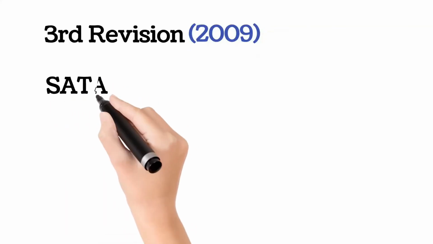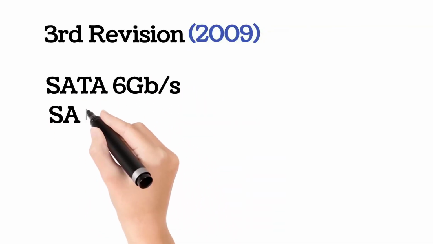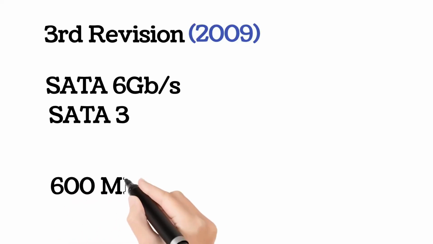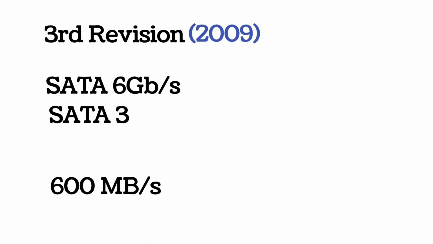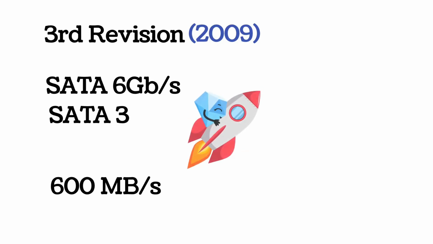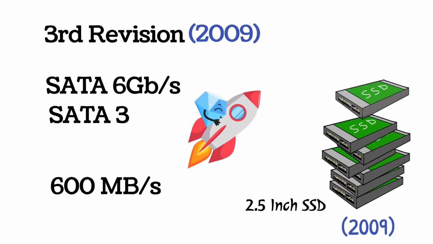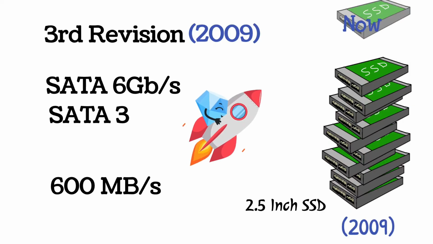So, in 2009, the third revision of this interface was released and named SATA 6 Gbps, also called SATA 3. It was 2 times faster than SATA 2 and 4 times faster than SATA 1, that is 600 MBps. This revision of the SATA interface is far better than the previous 2 revisions, and 2.5 inch SSDs are still being manufactured with a SATA 3 interface because of its popularity.